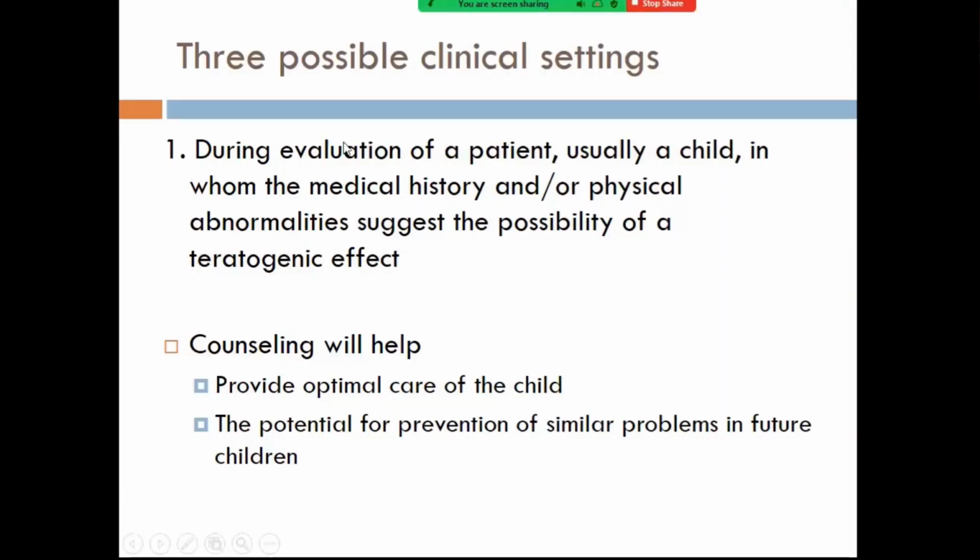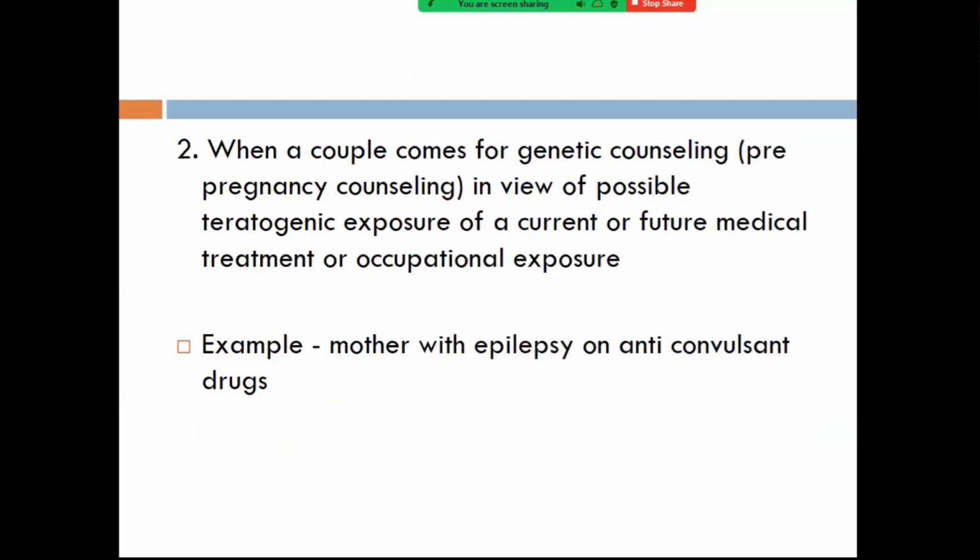So there are 3 possible clinical settings during evaluation of a patient, usually a child, when the medical history or physical suggests the possibility of a teratogenic effect. First, fetal valproate syndrome, which I have shown you. The child came for evaluation and we found that the mother is epileptic. So in the next pregnancy, we will be able to correct it. We'll take out valproate and give her another drug at the lowest possible dose. We'll see that she is seizure free for 6 months, then we'll start folic acid and she will become pregnant. Counseling will help to provide optimal care to the child and potential prevention of similar problems in future.